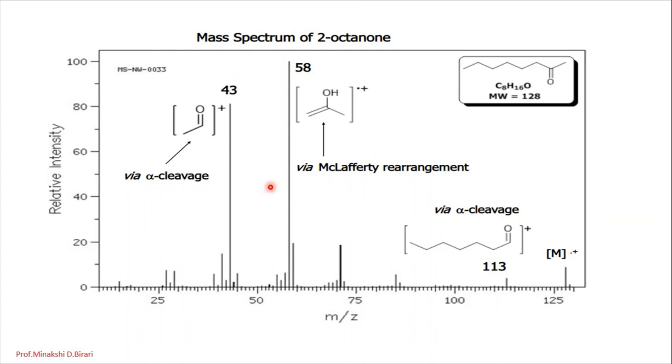If you observe, via alpha cleavage, the peak is observed at mass to charge ratio 43 and again at 113. If we consider the McLafferty rearrangement, there is the formation of a peak at mass to charge ratio 58 due to this radical enol cation.